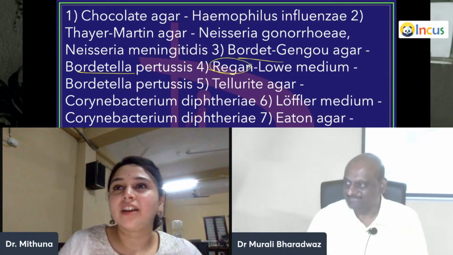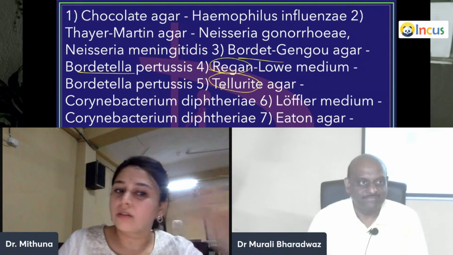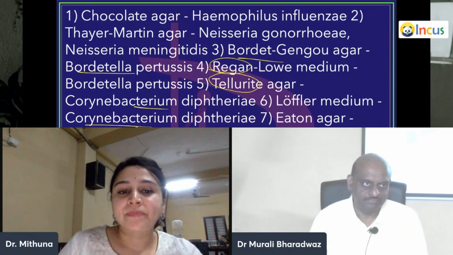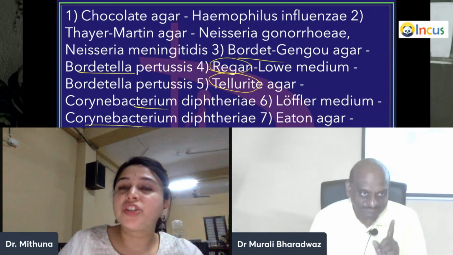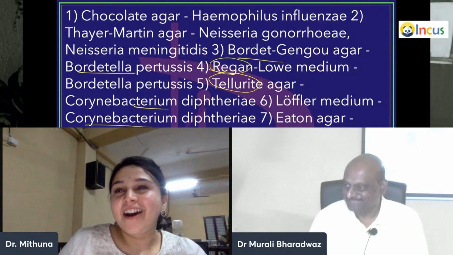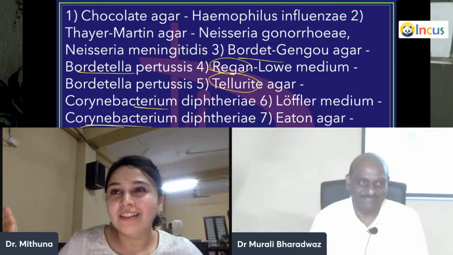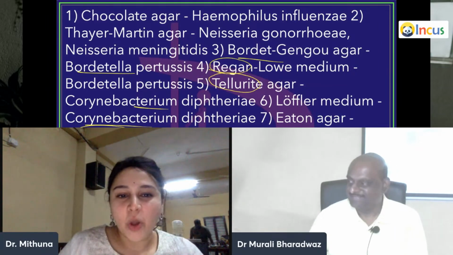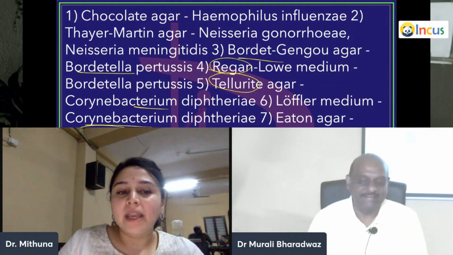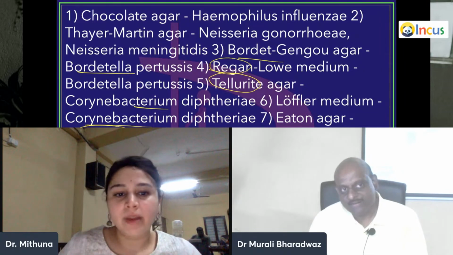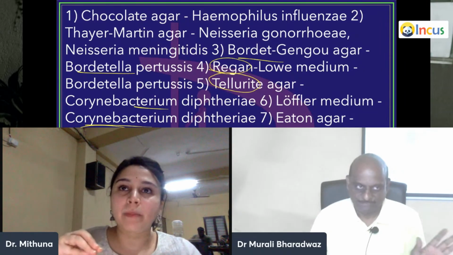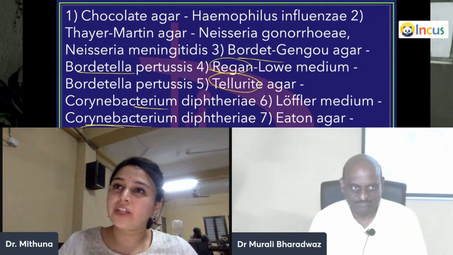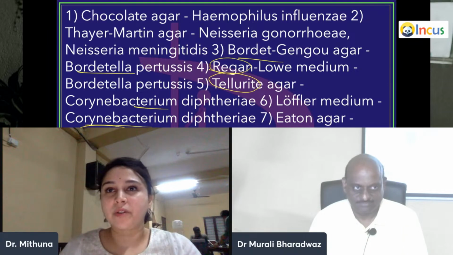Then you have tellurite agar, which is used for Corynebacterium. Even Loeffler's medium is used for Corynebacterium diphtheriae. Then you have Eaton agar, which is used for Mycoplasma, an acellular organism, and over that agar it looks like a fried egg. Then you have MacConkey, which is meant for all lactose fermenting bacteria, sir. Whichever ferments lactose appears as pink colonies. It is also used to differentiate lactose fermenting and non-lactose fermenting bacteria.